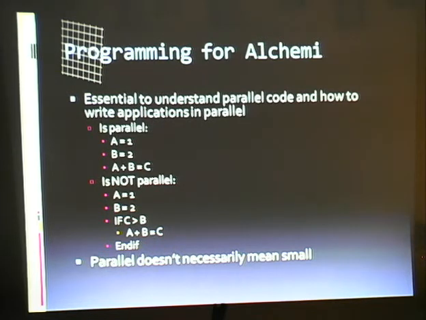Now, the second one is not parallel. A equals 1, B equals 2. If C is greater than B, A plus B equals C. We don't know what C is, okay? If C was in there, then you would be able to parallelize it. But because C is not in that block, you're dependent on knowing what C is in order to complete that chunk. Now, you can do that with MPI, but it becomes more complicated. But even with that, you still have to be able to parallelize everything.